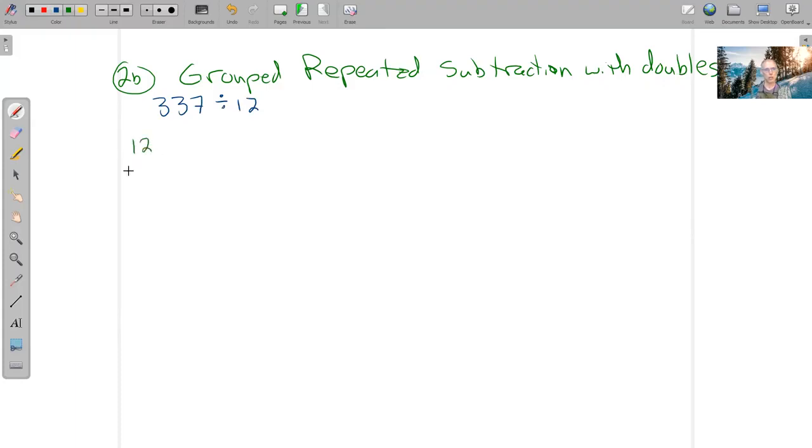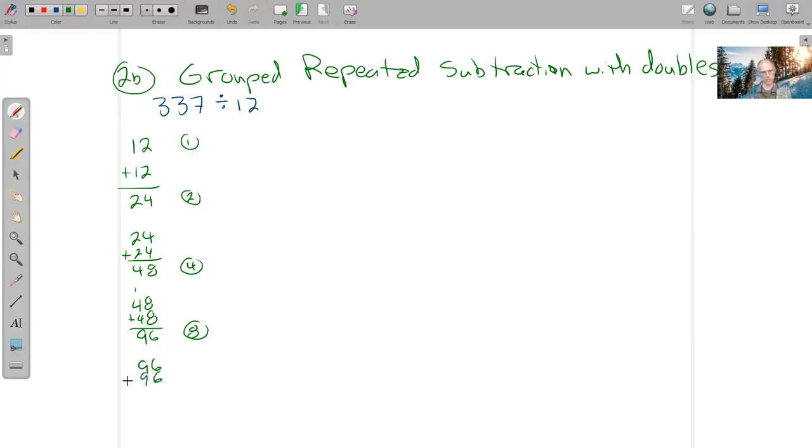So 12 plus 12 is 24, right? So there's one group of 12, here's two groups of 12, and then I would say, okay, 24 plus 24 is 48. So that would be four groups of 12, and I keep going. 48 plus 48, 8 and 8 is 16, 96. That would be double 4, 8 groups of 12, and then we go again, 96.